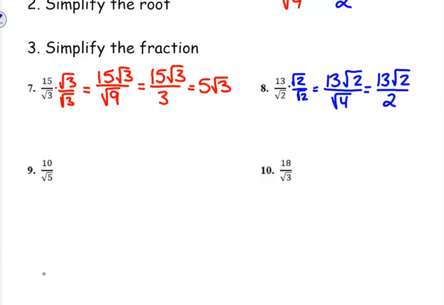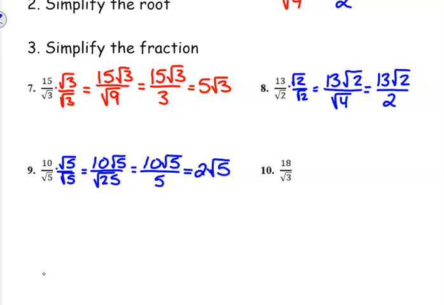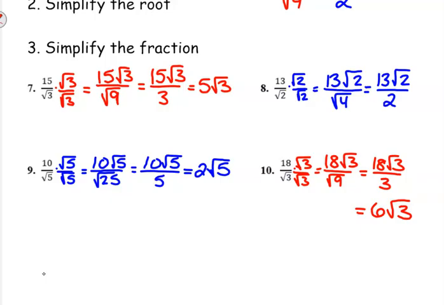So running through 9 and 10, we're going to multiply by the square root of 5 on the top and bottom. 10 root 5 over the square root of 25. That gives me 10 root 5 over 5. And 10 divided by 5 is 2 with a square root of 5. Last one, 18 over the square root of 3. So square root of 3 gives me 18 root 3 over the square root of 9. The square root of 9 is 3. And I can divide. 18 divided by 3 is 6, square root of 3.